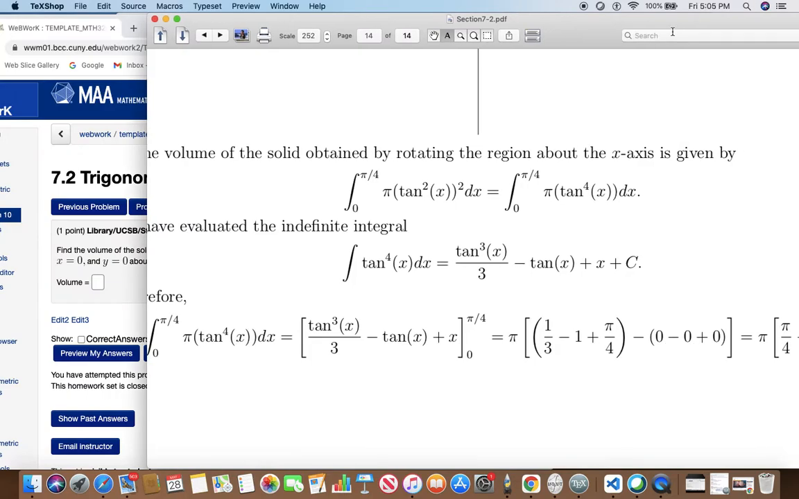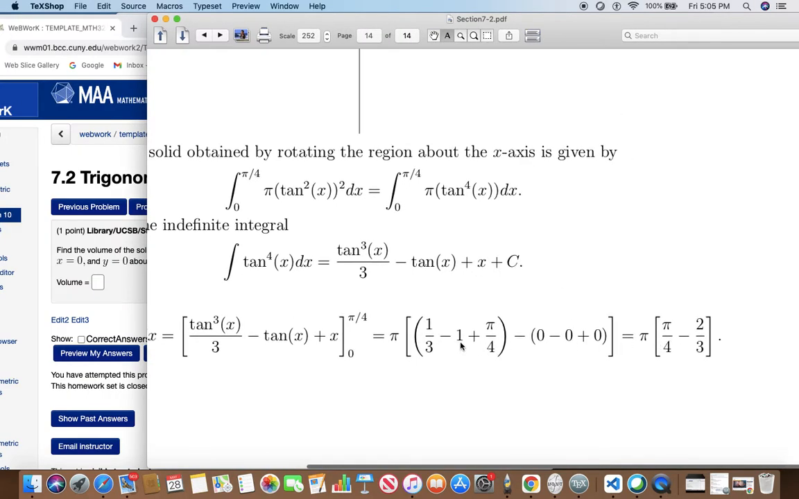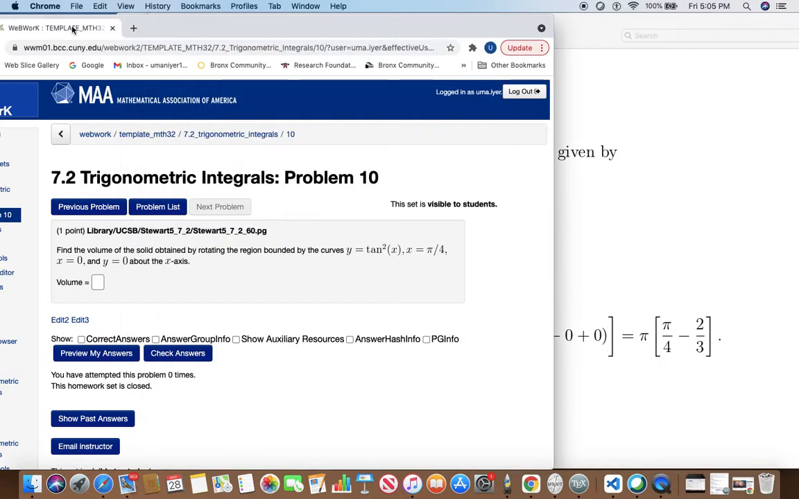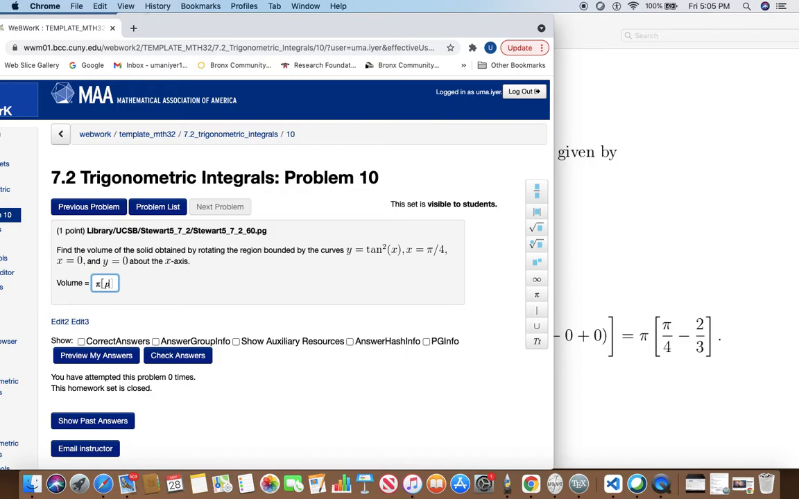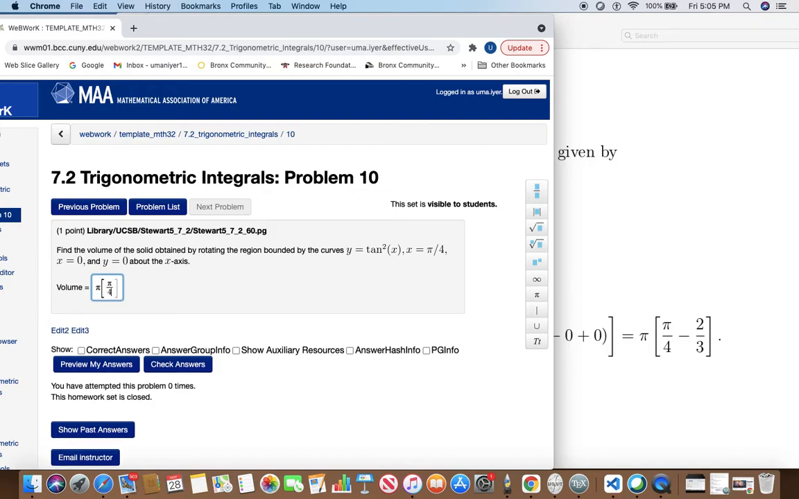Okay. So simplifying this, 1/3 minus 1 is negative 2/3. So that's your final answer. Pi times the bracket pi over 4 minus 2 over 3. Let's check.